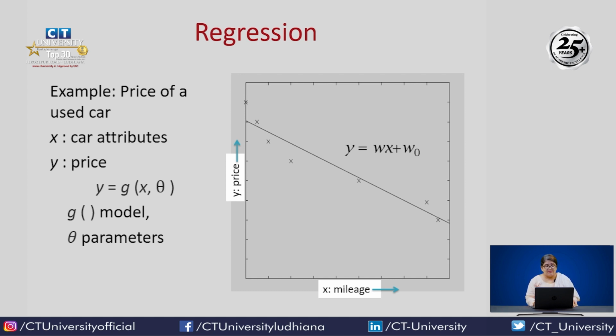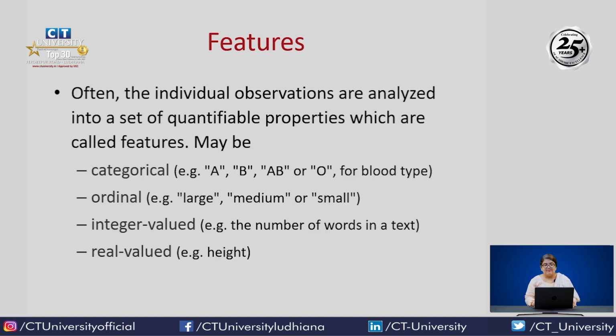Regression is very important. For example, there is the price of a used car. I want to predict the price of a car depending upon the mileage of the car. So X is the car attributes, Y is my price, and Y is a dependent variable on X. X means the attributes of the car and theta: g(X | theta). This is the function that we have. g is the model and theta are the parameters.